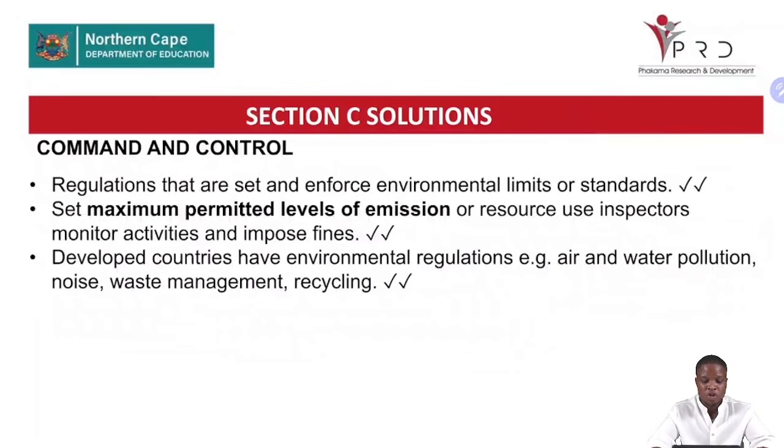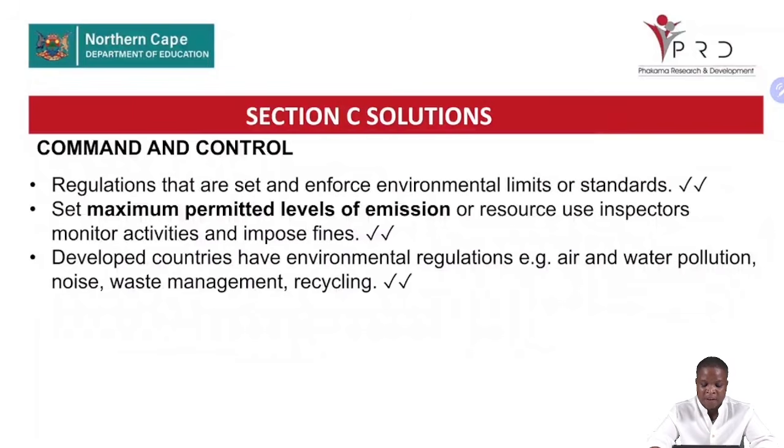Then you have command and control. This is more on direct control. There are three things that you need to look at. We'll be looking at those three under command and control. Regulations are set and enforce environmental limits or standards. So the government directly enforces some regulation to say people are going to have certain limits when it comes to damaging or using our environment. Set maximum permitted levels of emission or resources. Use inspectors, monitor activities, and impose fines. So there will be inspectors. If you are above the limit, then they will impose fines.